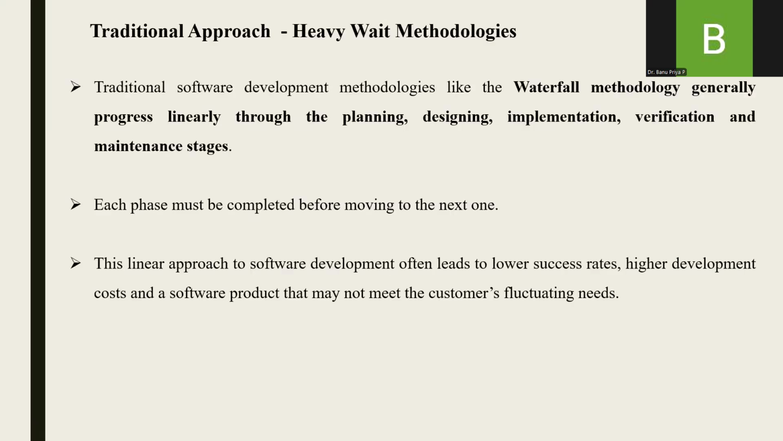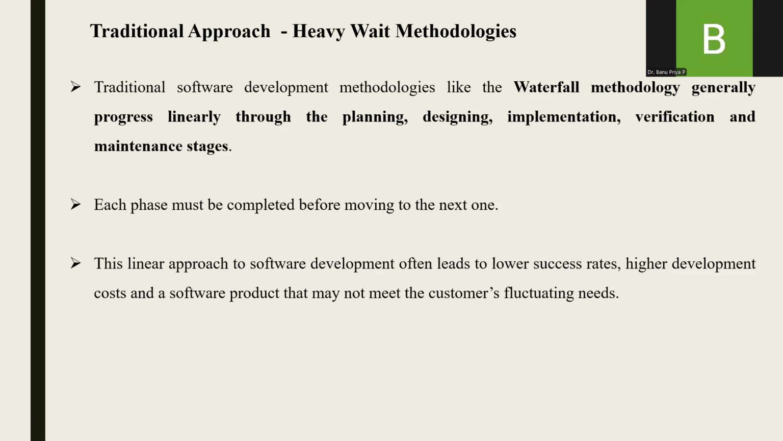Now, before getting into the Agile framework, first we should learn why the traditional approach is not suitable for real-time projects and why people have chosen Agile methodology for such projects. In traditional software development methodologies, such as the waterfall methodology, generally the progress is linear. That is, starting from planning, designing, implementation, verification, and even the maintenance stage, the progress is only linear. Each phase must be completed before moving on to the next one.